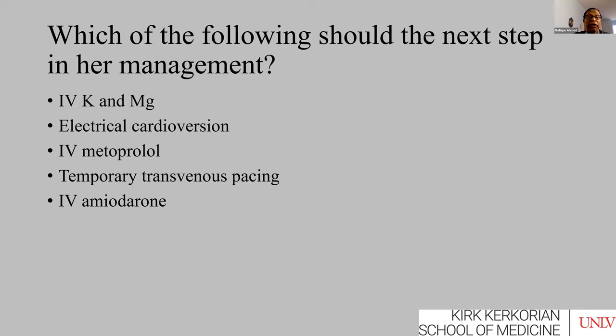We don't need a temporary transvenous pacemaker because the heart rate is already up. Electrical cardioversion is not a choice because there is no sustained arrhythmia. IV amiodarone on top of sotalol will make the situation worse. The same will be the case with IV metoprolol. It will make the bradycardia worse and cause more Torsade.